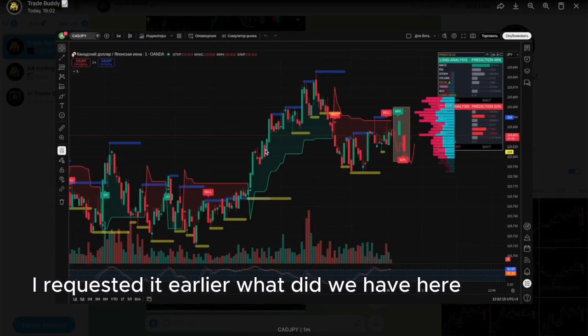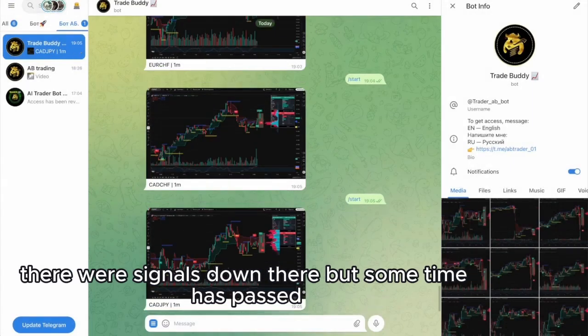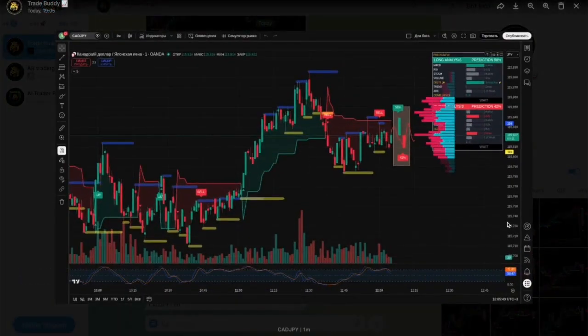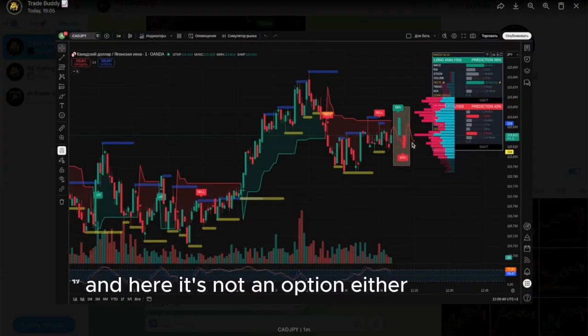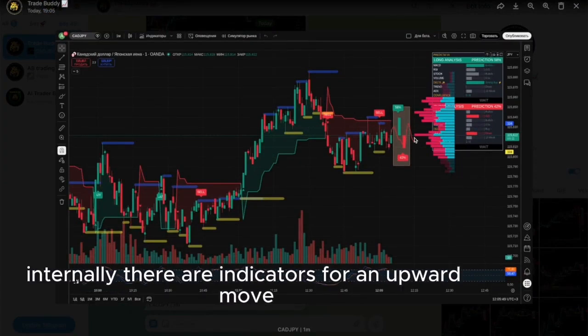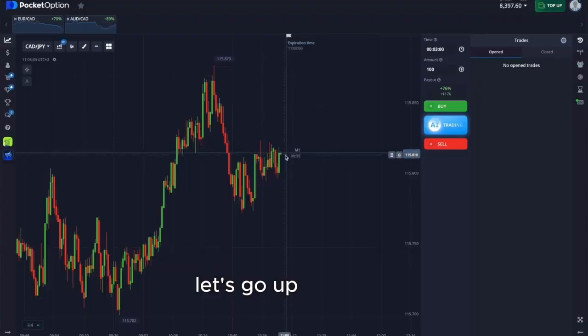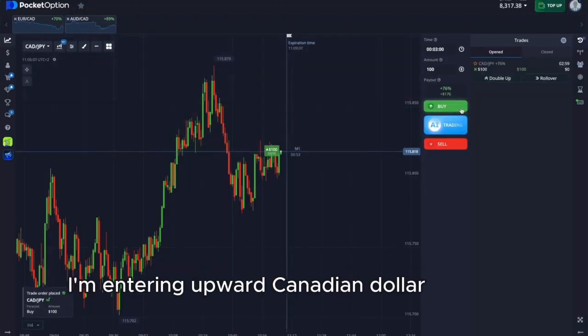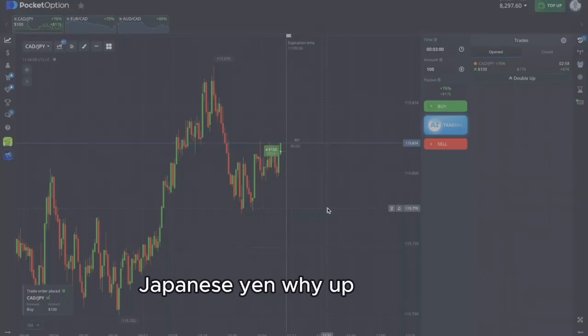What did we have here? There were signals down there, but some time has passed. The market has changed a bit. And here it's not an option either. Internally there are indicators for an upward move. Let's go up. I'm entering upward. Canadian dollar, Japanese yen. Why up?